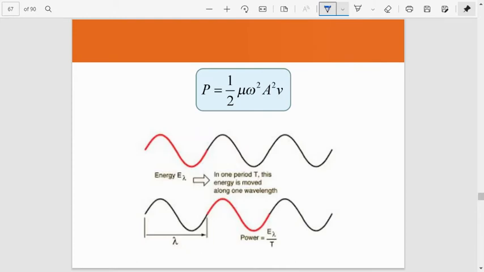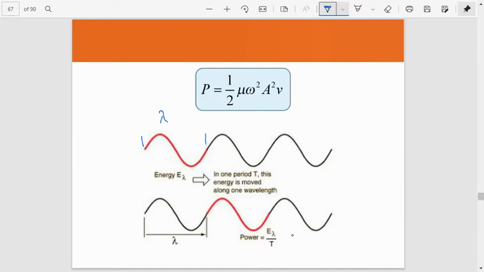So again, this is showing you one way to think about how the wave delivers energy. If you split the wave up into a series of pulses, a series of wavelengths, then each wavelength carries a set energy, E lambda. So as the wave moves to the right, all this energy passes through a point.